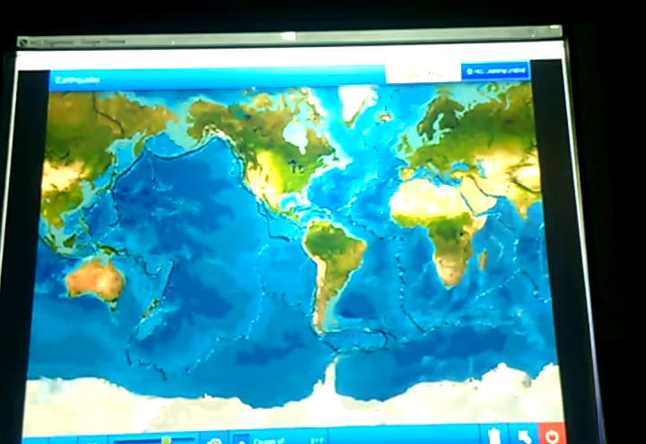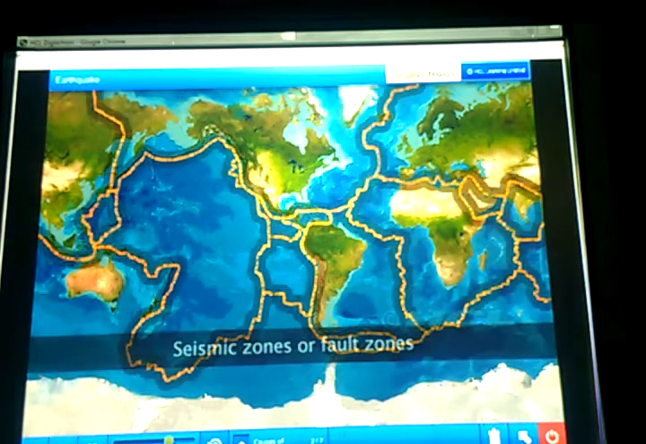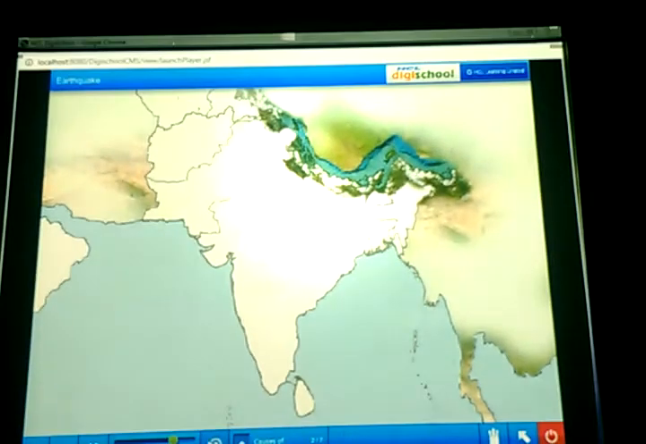The zones that are at the boundaries of these plates are more prone to earthquakes. These zones are called seismic or fault zones. The earthquake-prone zones in India are Kashmir, the western and central parts of Himalayas, the northeast region, Rajasthan, Rann of Kutch, the Indo-Gangetic Plain, and some areas in South India.